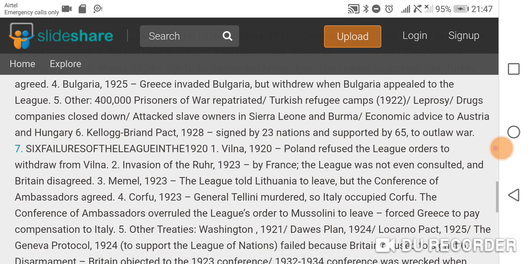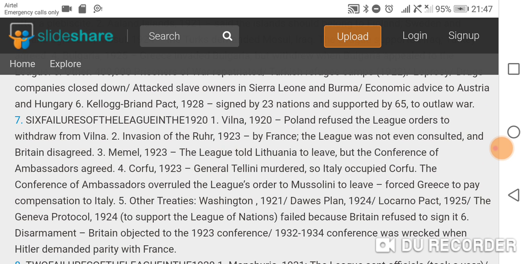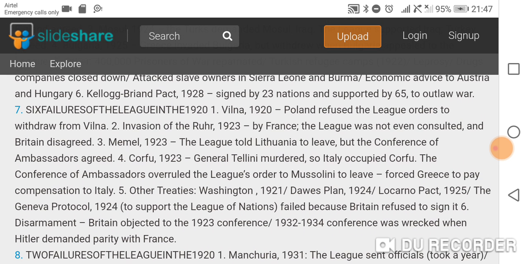Then we'll quickly go to six failures of the League in the 1920s. So the first one was in Vilna in 1920, where we find that Poland refused the League's orders to withdraw from Vilna. The second failure of the League in the 1920s was with regards to the invasion of Rouen in 1923 by France. The League was not even consulted when the invasion was taking place, and Britain disagreed with the League's decision. The third failure of the League was in 1923 in Memel, where we find that the League told Lithuania to leave, but the Conference of Ambassadors agreed with Lithuania's decision.